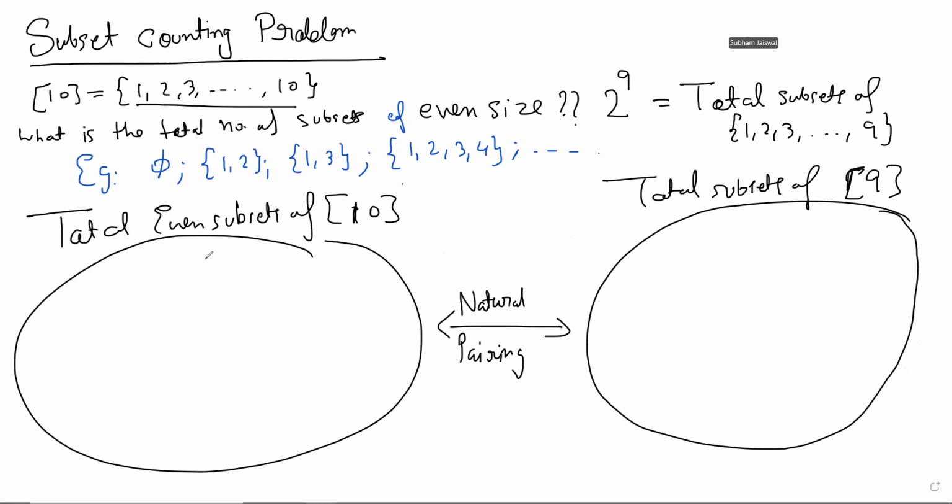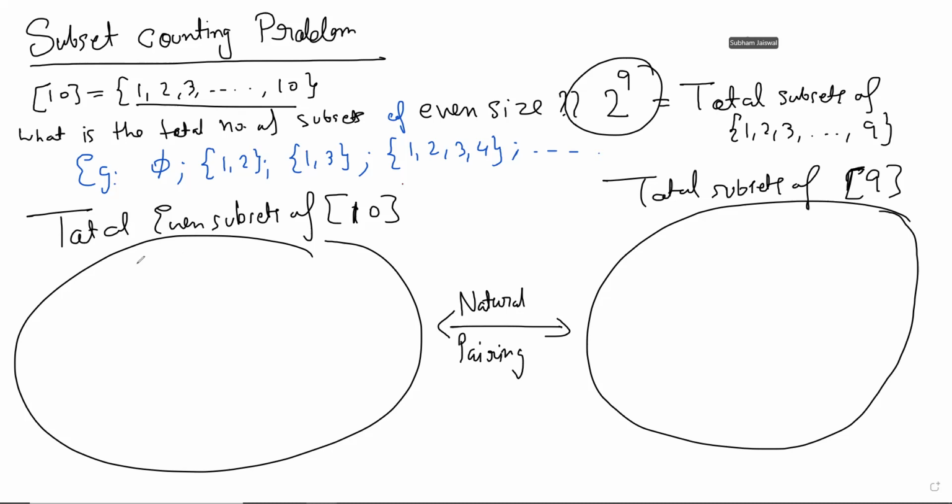Yes, right. So see, first thing we know that both these collections have the same size, right? Both have 2 to the power 9 size. Total subsets of 1 to 9 and even subsets of 1 to 10 both have the same size. We know that, but can we establish that fact by a natural pairing? Okay, so I want a rule just like we did previously.